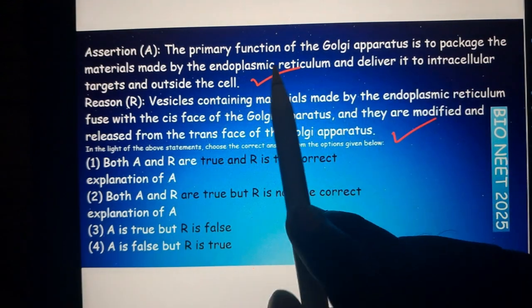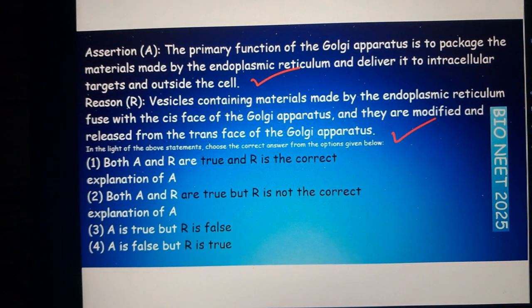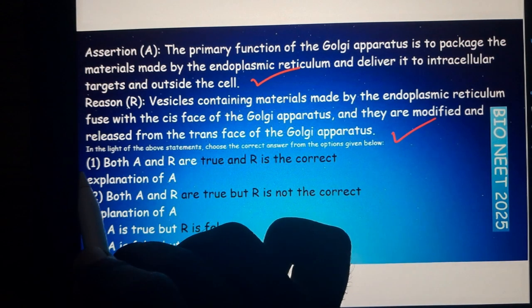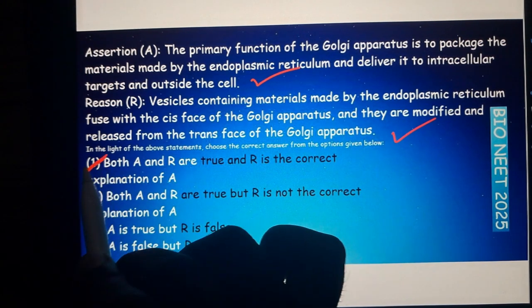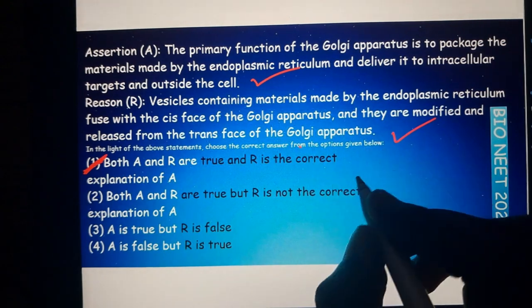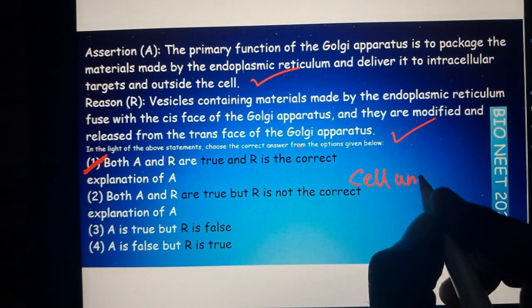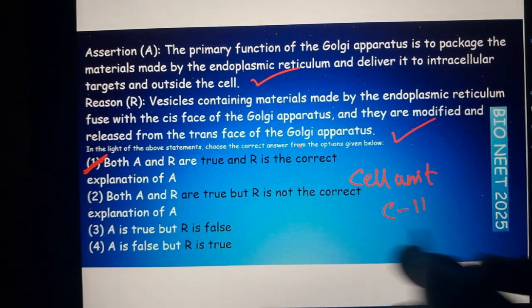And I say that both the assertion and the reason are true and the reason is the correct explanation for the assertion. So option 1 is the answer. This question is from Cell Unit of Life, class 11 NCERT.